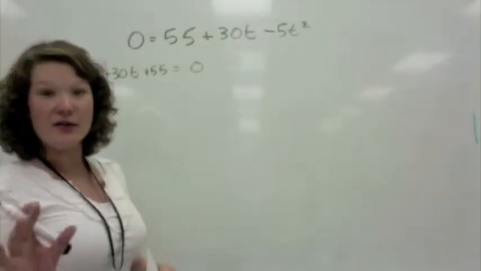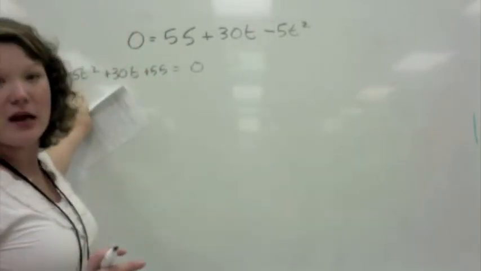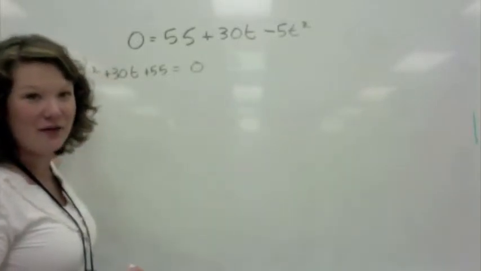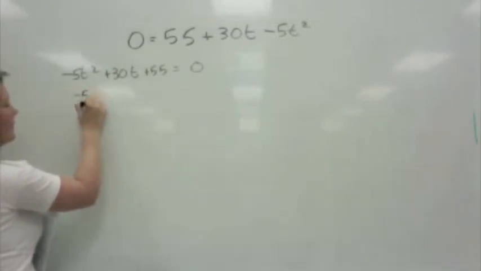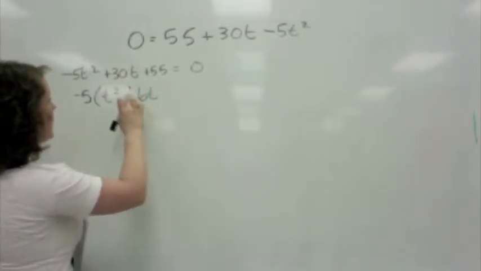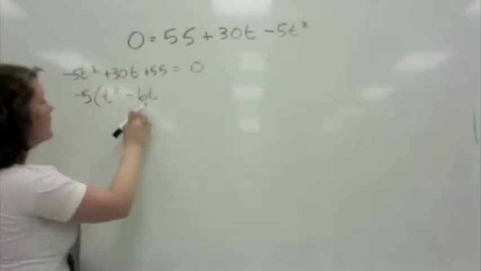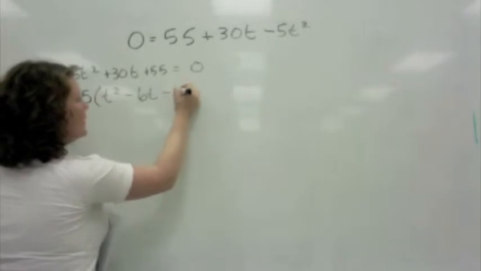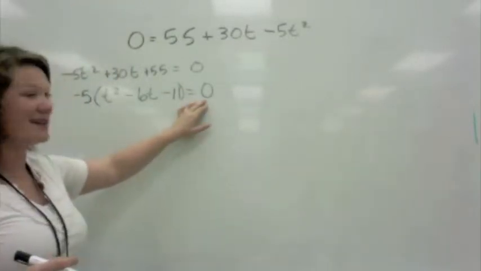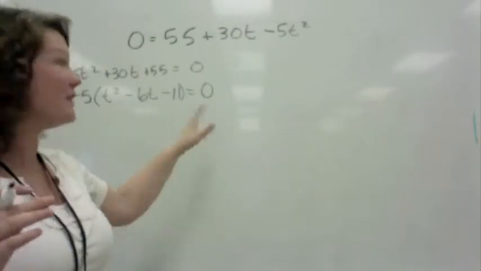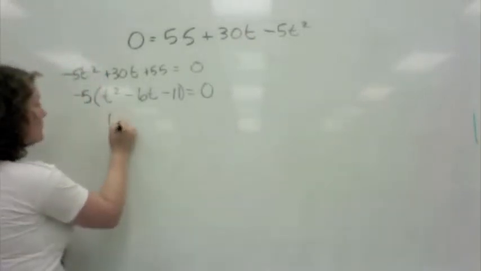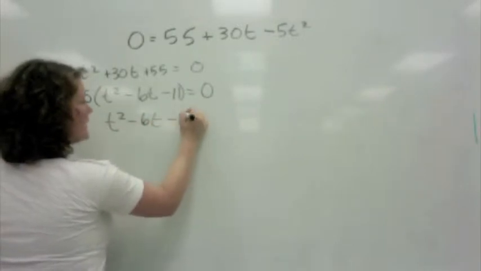All right, so whenever we're factoring, whenever we're doing this sort of thing, what we want to do is factor out unhelpful variables. And let me tell you, negative 5 is a very unhelpful variable. So I'm going to take out the negative 5. What we're left with in the brackets then is t squared minus 6t, because 30 divided by negative 5 is negative 6t, minus 11 equals 0. Now, here's the thing that's really nice about this equation. It's 0, and 0 divided by anything is still 0. So I'm going to divide both sides by negative 5. t squared minus 6t minus 11 equals 0.